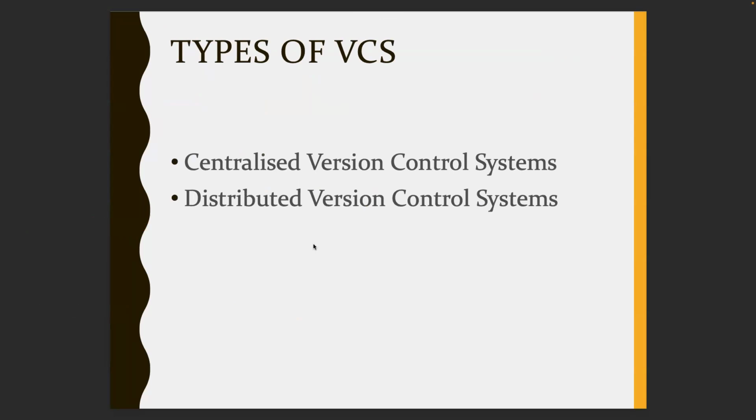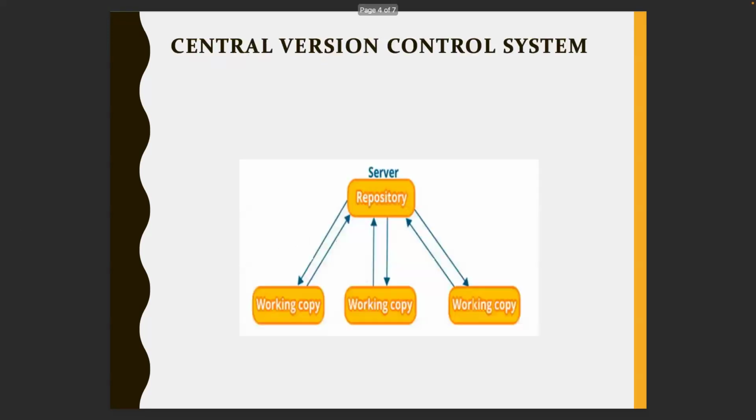Now, depending on their architecture, version control systems were categorized as centralized version control systems and distributed version control systems. So let's first get started with the centralized version control system. Here, this is called a central server or remote server, where all the project work would be kept. And these are the workstations of individual DevOps engineers or developers.